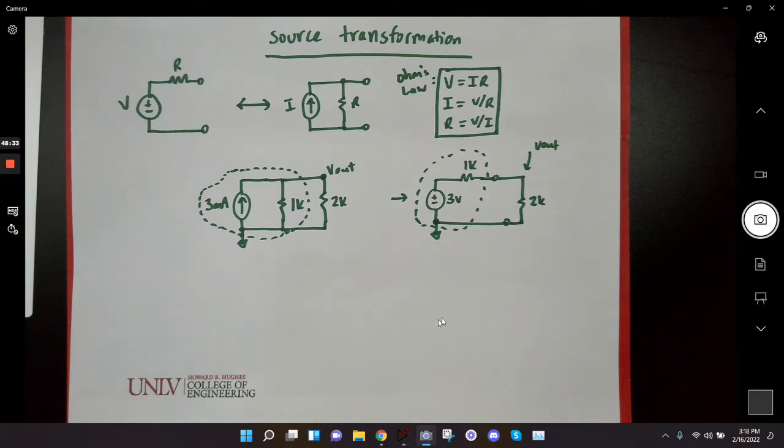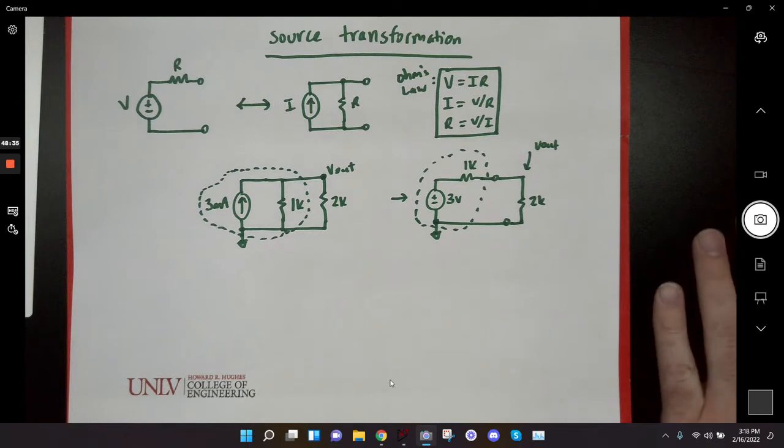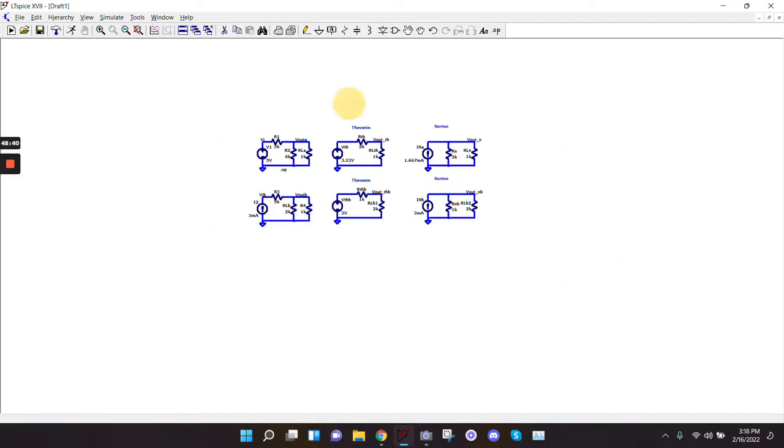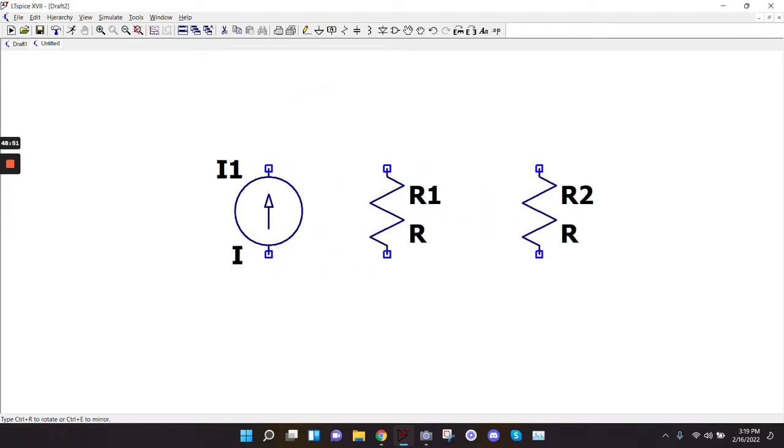All right, so just to prove this to you, let's go throw it in Spice. Let me just make a new schematic. So originally I had a current source, I had a 1K, and I had a 2K.